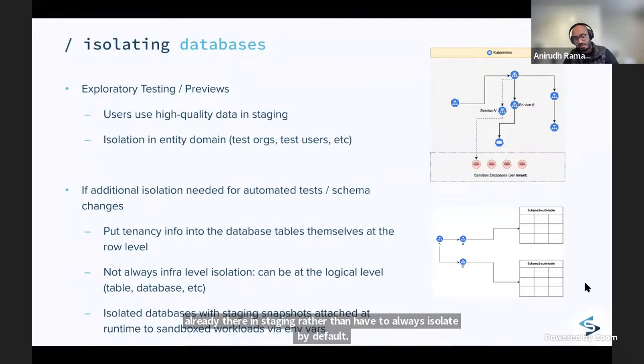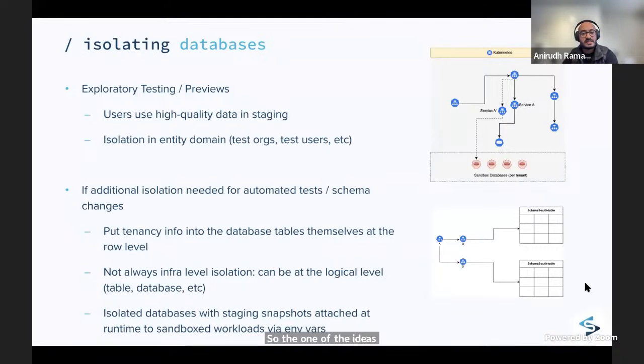So one of the ideas behind this model is you isolate as needed, or tunable isolation. You don't necessarily have to isolate at the infra level unless you need it. So in this case, for many use cases, it's just entity level isolation where every team that's testing just creates their own org or their own test entities and then uses them, and that already gives them sufficient isolation.